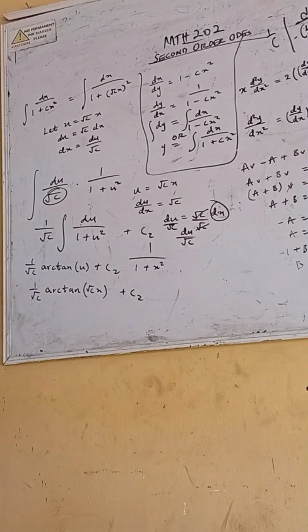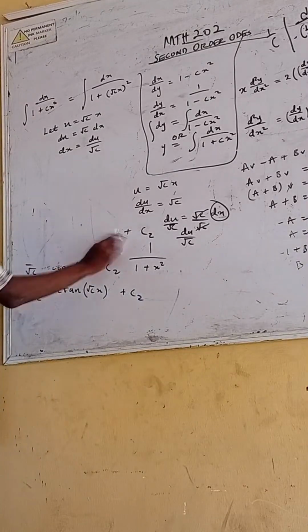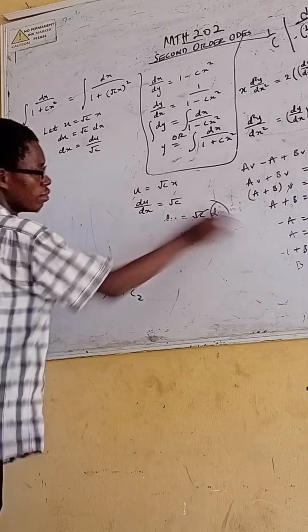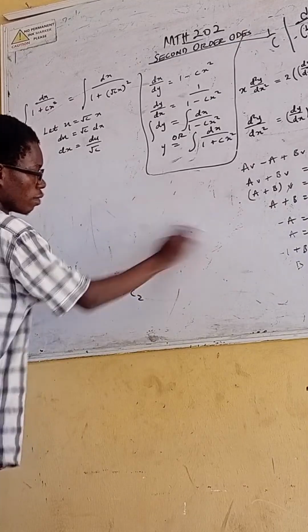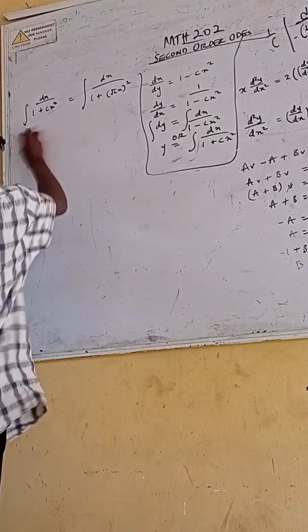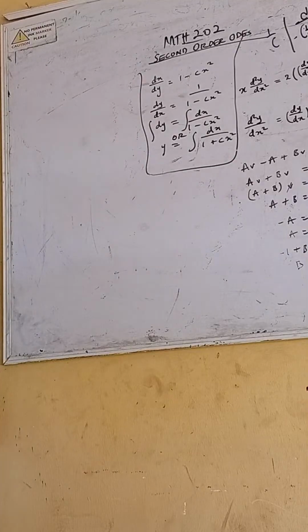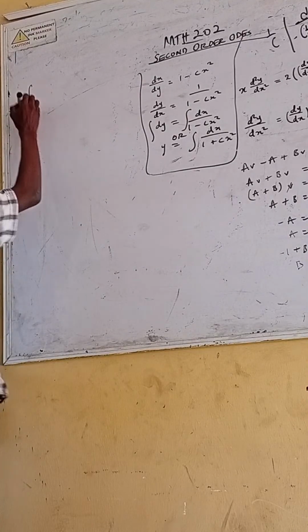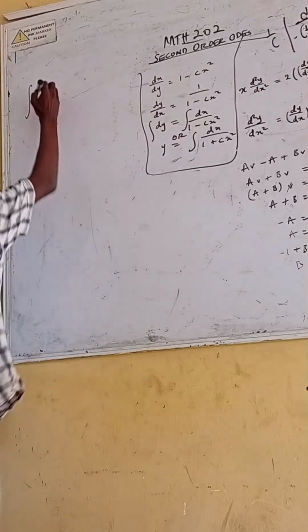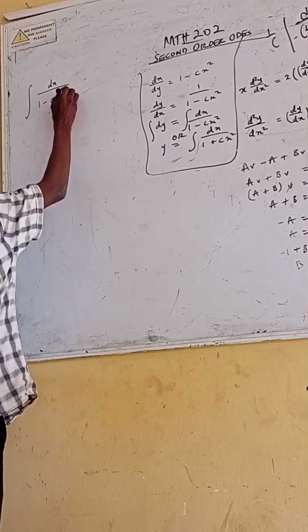Now let's do the second one. You will see which one carries weight. I can clean everything. Now for the second one, this time around we are operating with minus, not plus. So we are integrating dx over 1 minus c x squared.